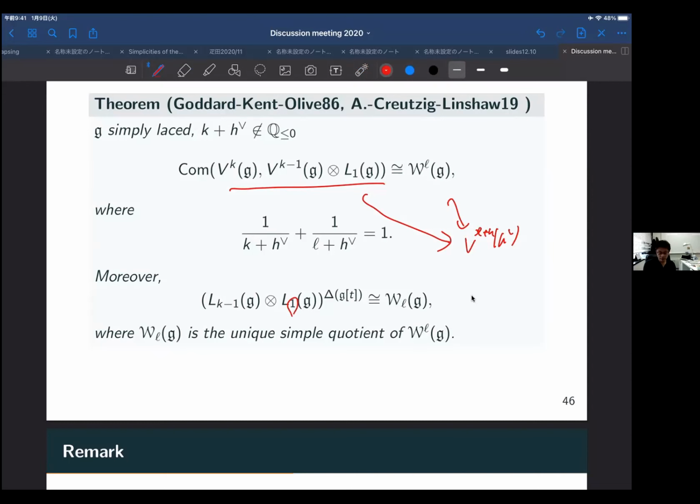As long as this is satisfied, this is a quotient of this one, always. Yeah, I see. Because in this case, this is projective in the category. Okay. Thank you.